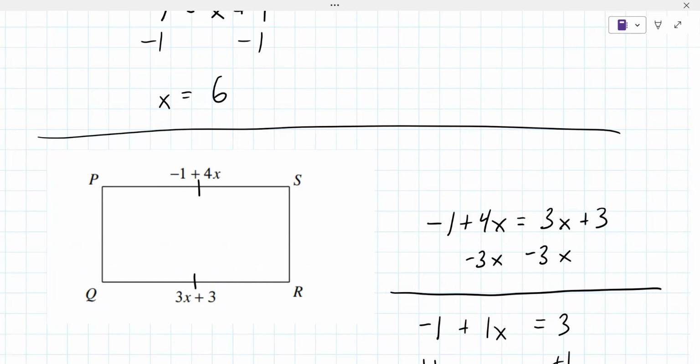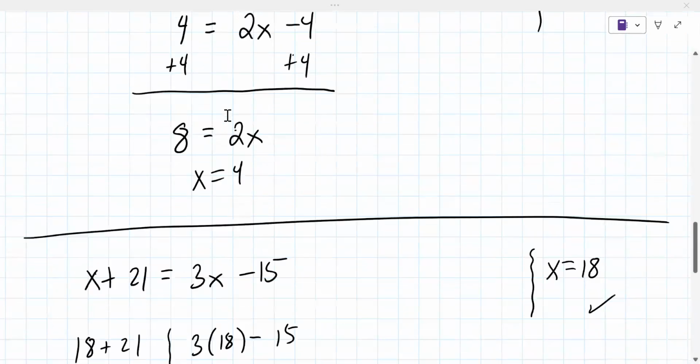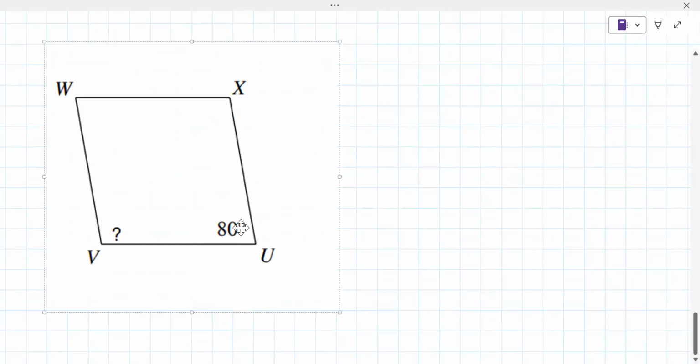But there are problems where you have information about the problem that allows you to say, okay, something adds up to something. So we're going to look at a few of those problems now. Right, so here is yet another parallelogram. This angle right here, 80, is known. This right here, I'm just going to call it X.